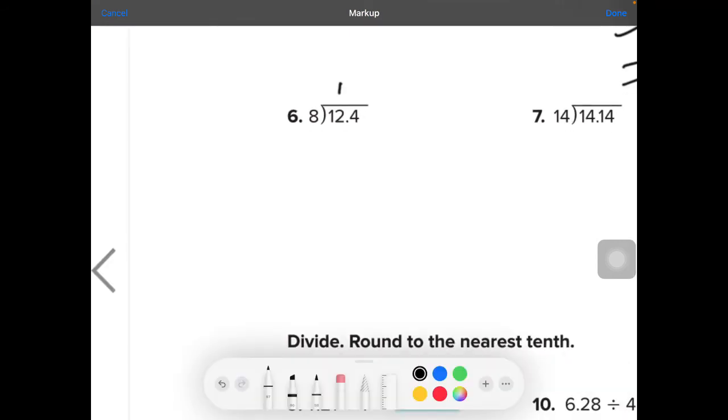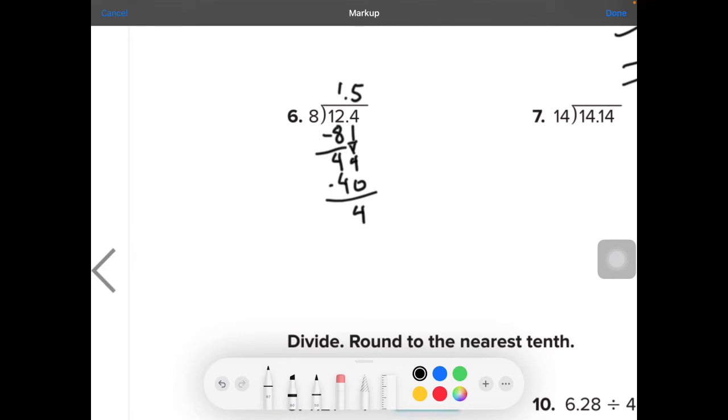Okay, 8 will go into 12 at least 1 time. 1 times 8 is 8. 12 minus 8 is 4. Bring down the 4. We have 44. 8 will go into 44 at least 5 times. 5 times 8 is 40. 44 minus 40 is going to be 4.